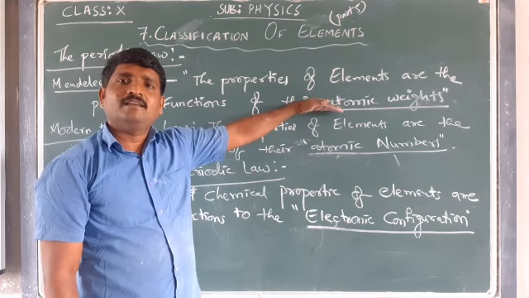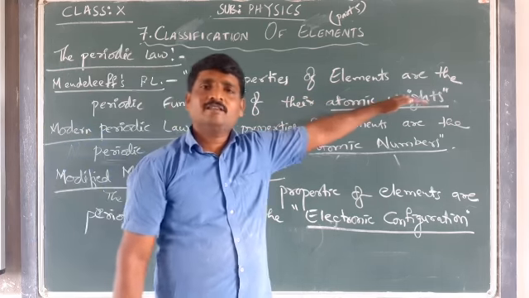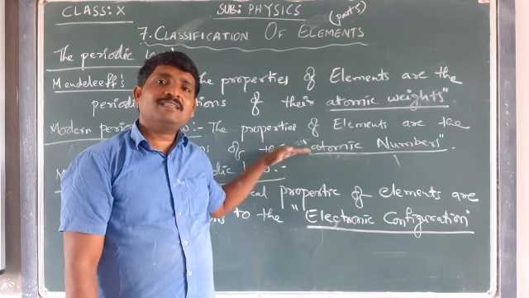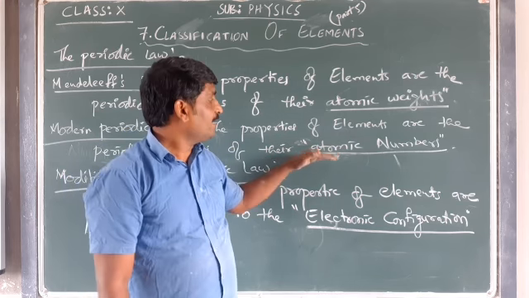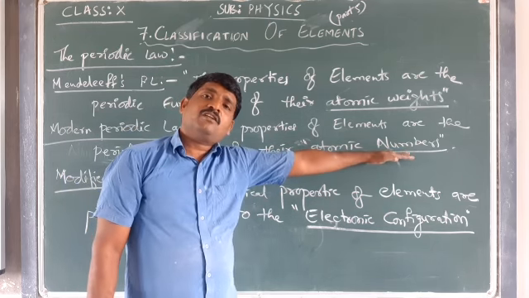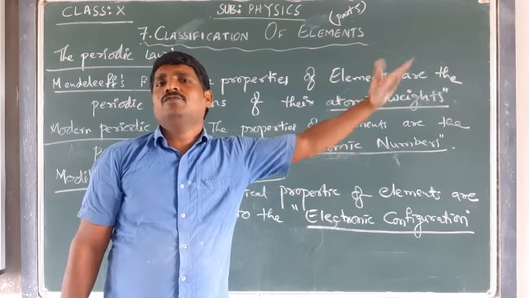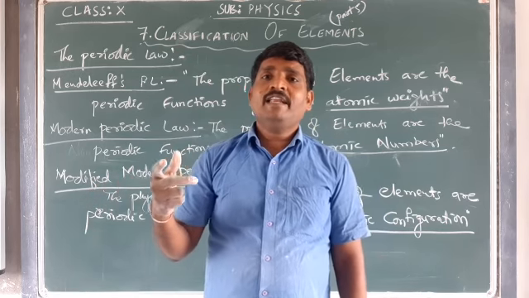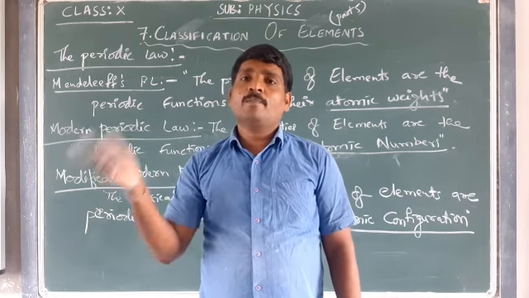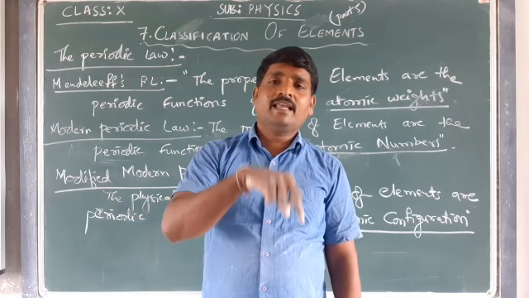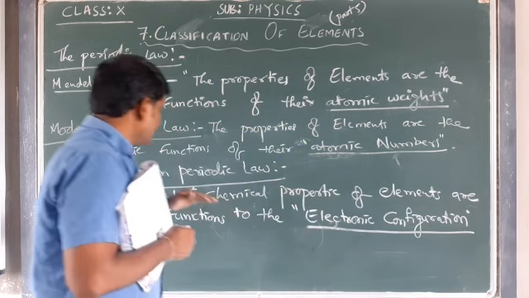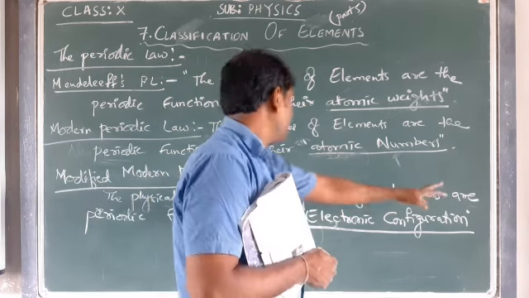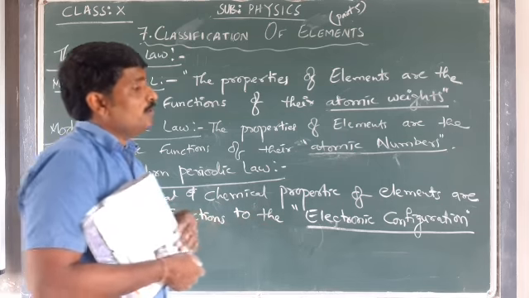So first, Mendeleev's arrangement was with the help of atomic weights. After that, after finding the atomic numbers, Moseley thought of arranging the elements based on atomic numbers, element 1, 2, 3, 4 and so on. But after realizing that the existence of different elements is not due to the protons but due to the electrons and their arrangement, he himself modified it: the physical and chemical properties of elements are periodic functions of electron configuration.